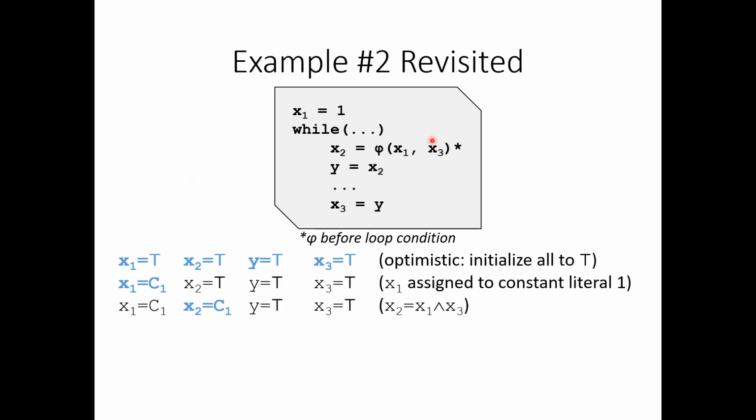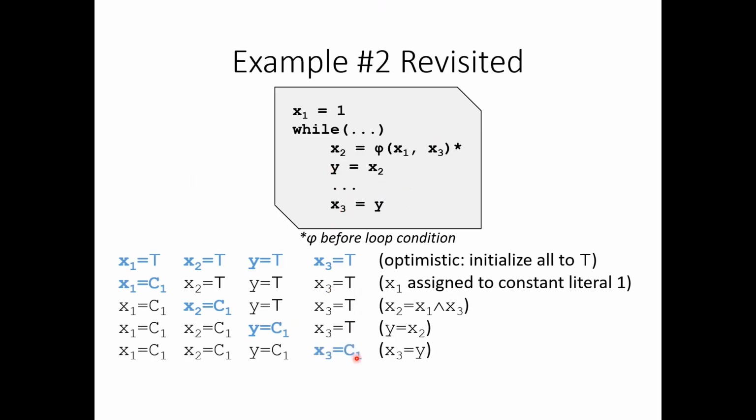Okay, great. Now we go to y equals x2. So when we go to y equals x2, x2 is what? It's C1. So then y is going to be what? It's going to be C1, the constant 1. Okay. Then we go to x3 equals y. Well, we know that y is C1. So then x3 is going to be what? It's going to be C1. Okay. And now we keep iterating.